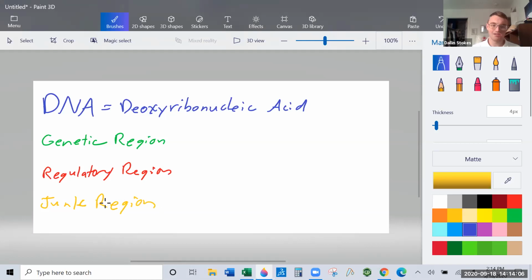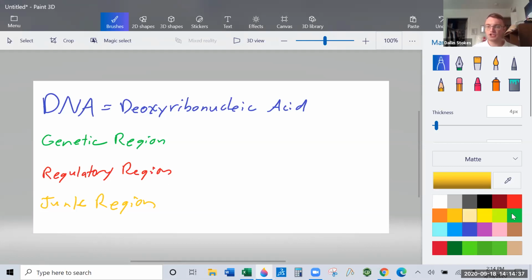Okay, your cell is made up of these 3 regions. And when we write it like this, we make it sound like a third of your DNA is the genetic region, it's all together, and a third is the regulatory region, etc. But really, these are all scattered throughout. So there are several genetic regions and several regulatory regions and several junk regions, and they're all interspersed and spread out throughout your DNA. But we'll talk about their general functions here.